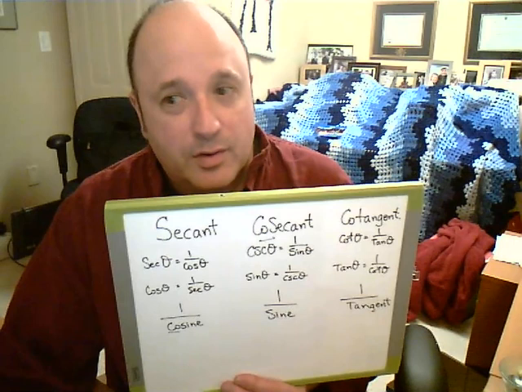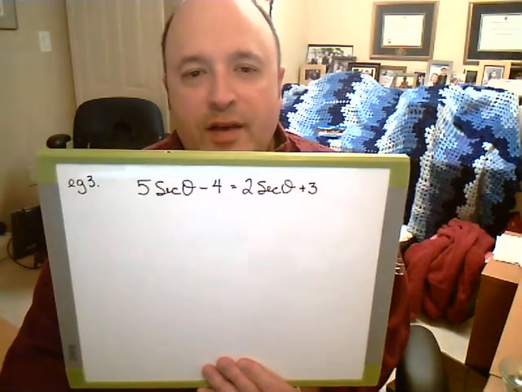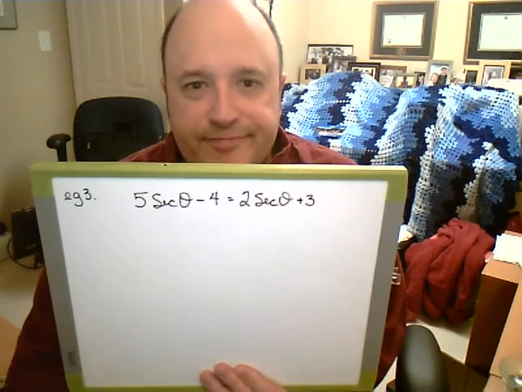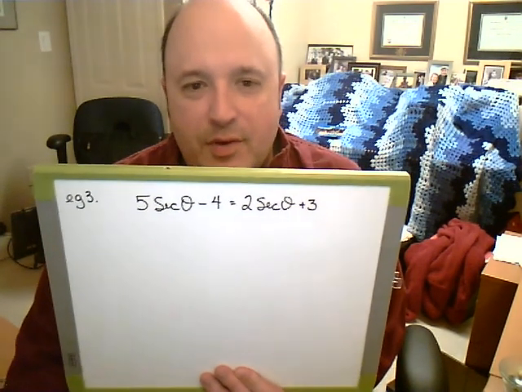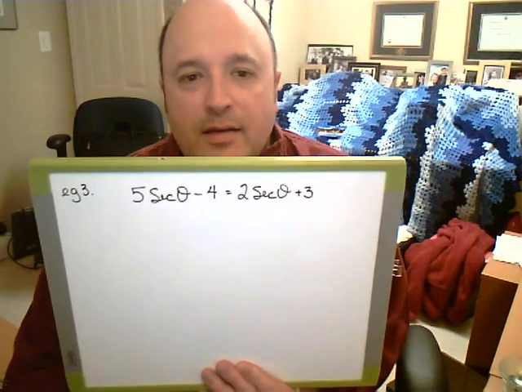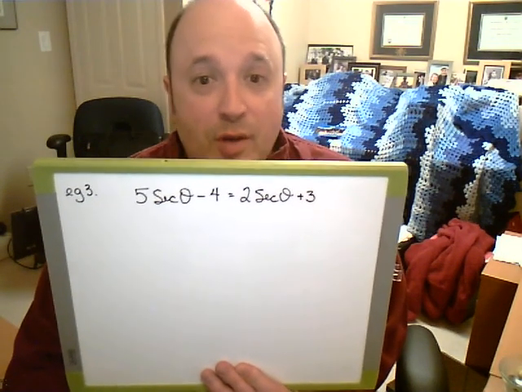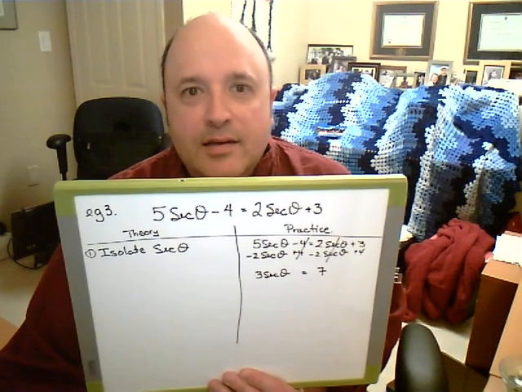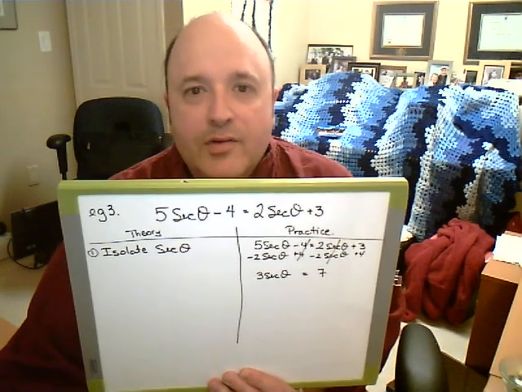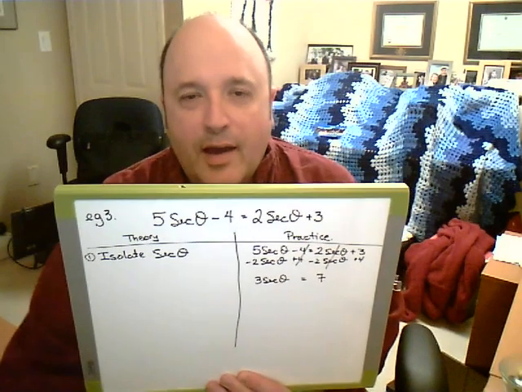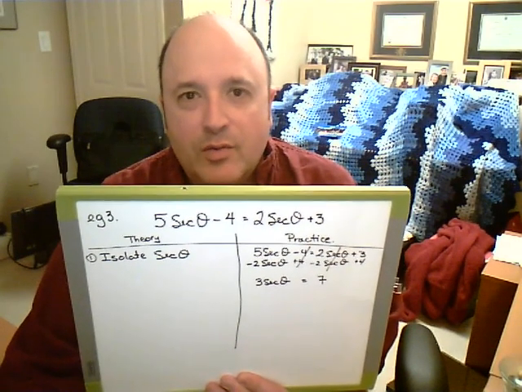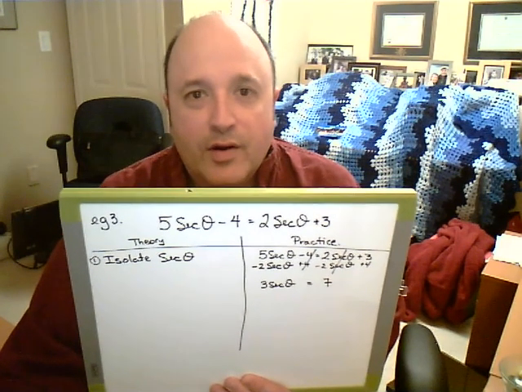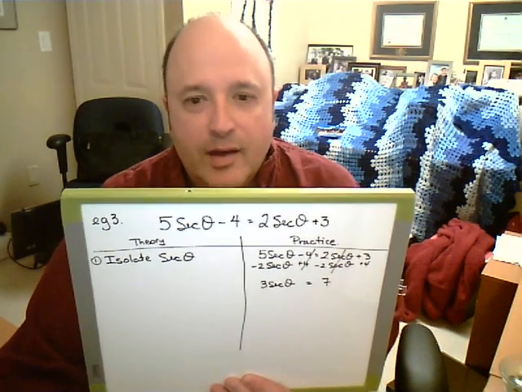Let's have a look at some algebra. So 5 secant theta minus 4 is equal to 2 secant theta plus 3. This works the same way for cosecant and cotangent, I'm just choosing secant. Let's play this out. I'll drop a little t-chart for you. My first job is to isolate secant theta, so I do the regular algebra that you've been seeing all along, and then divide off the 3 as the last step.